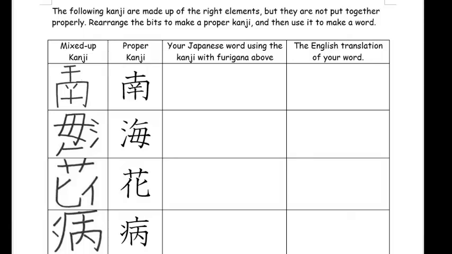Let's look at page 34 and have a look at what the correct answers are. On the left hand side we've got the mixed up kanji, and here this is the correct form, and you can see the kanji there is minami, minami. We've then been asked to take that kanji and use it to make a word. Now there are various things that you could do, but I've given you a sample.